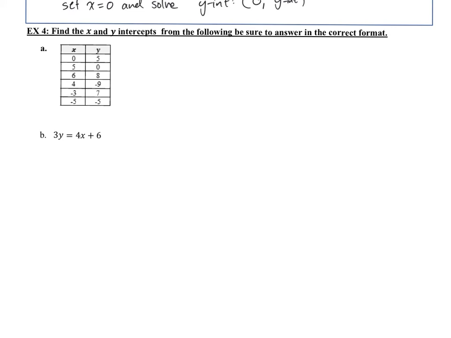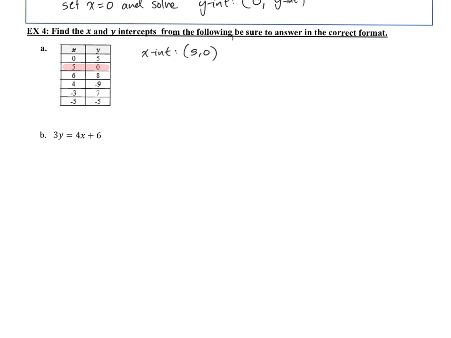Alright, for example 4, find the x and y-intercepts from the following. Be sure to answer in the correct format. So we're given a table for the first one, and then after the table, we're given an equation. Well, I know for the x-intercept, I'm looking for where y is 0. So in this column, where is 0 for y? Well, there's the 0 for y. So right here, this point is my x-intercept. My x-intercept is 5, 0.